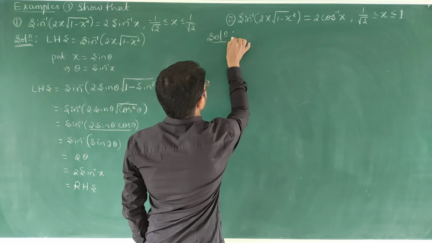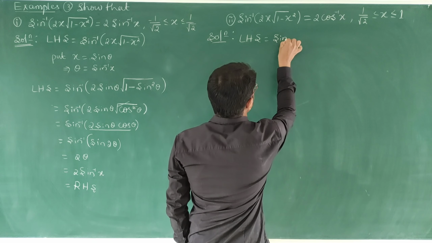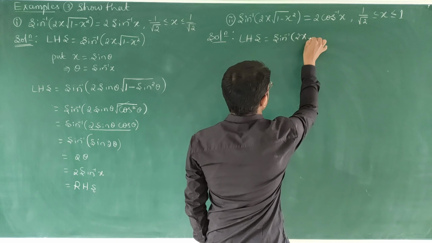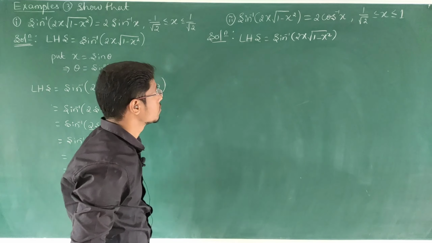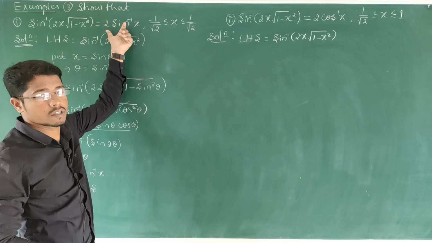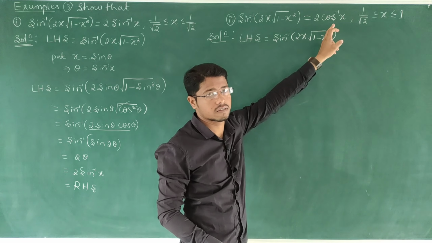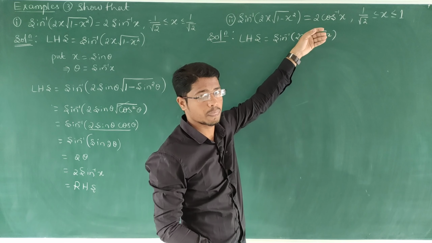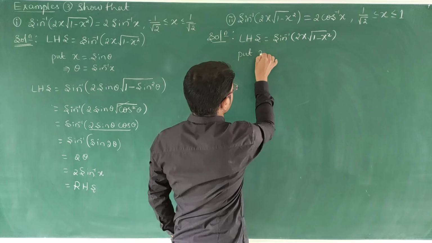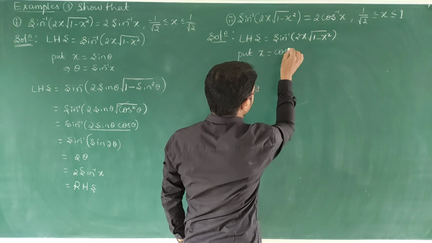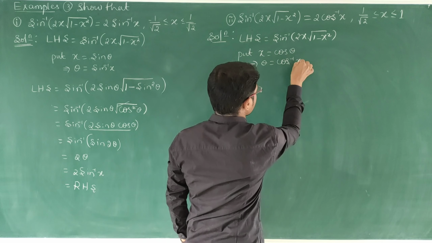Solution. Consider the LHS. LHS is sine inverse of 2x square root of 1 minus x square. See here, both the questions have the same LHS, but RHS is different. Here RHS is cos inverse x. So for that we need to put x equal to cos theta. This implies theta is equal to cos inverse x.